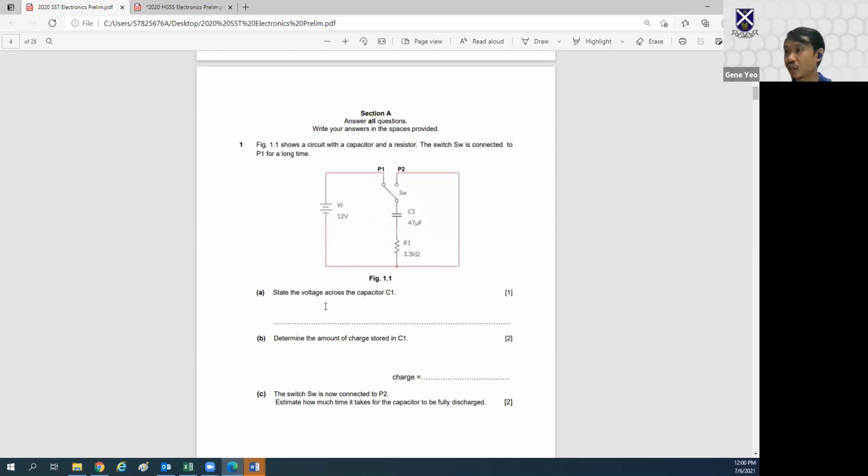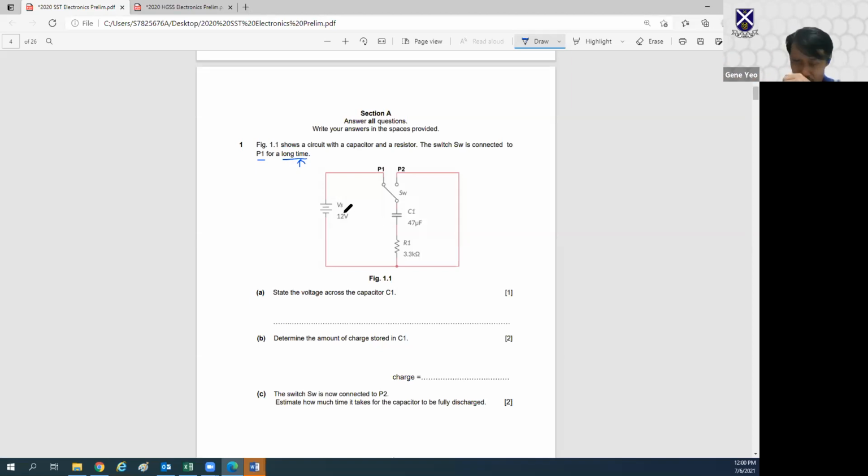Okay, so let's start off with question number 1. State the voltage across capacitor C1. Okay, so over here, it looks like the capacitor is charging, and the switch is put in P1 for a long time. So keyword here, long time. All right, if it's a long time, it means it has the opportunity and the time to fully charge itself.